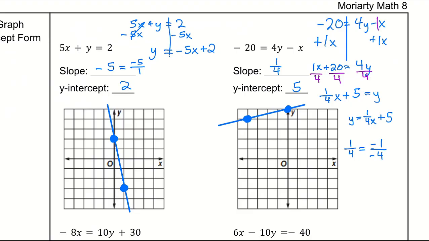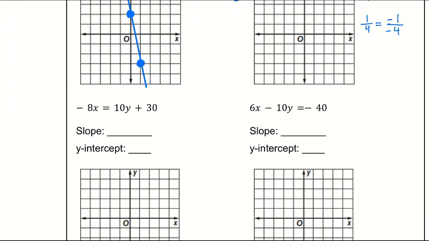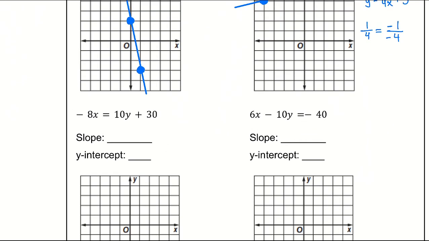Okay, hopefully you paused the video. I'm going to do this pretty quick. So what I'm going to do is rewrite this. Negative 8x equals 10y plus 30. I really don't think I gave you guys enough room. I apologize.